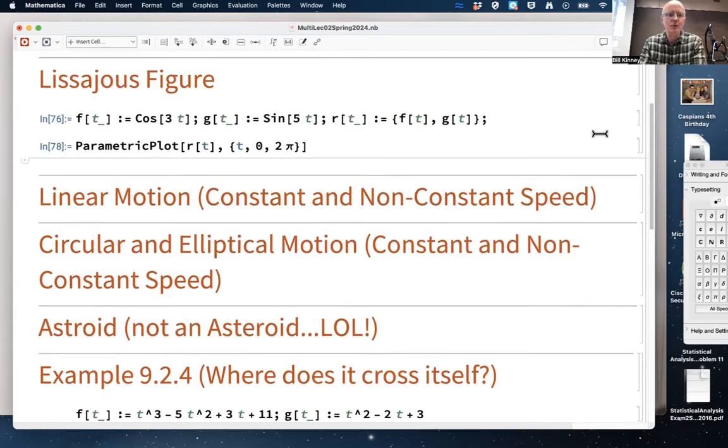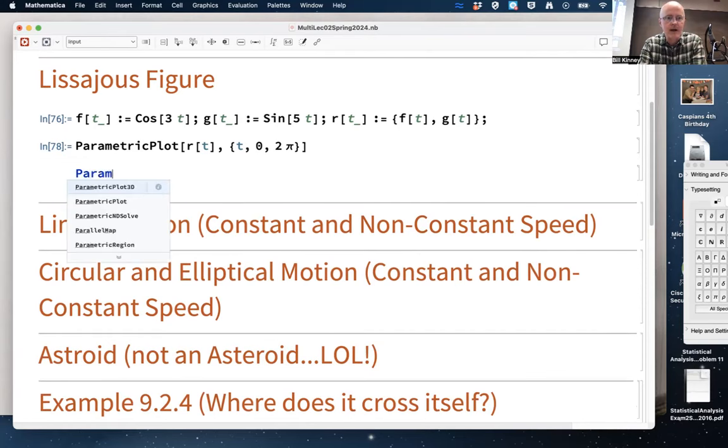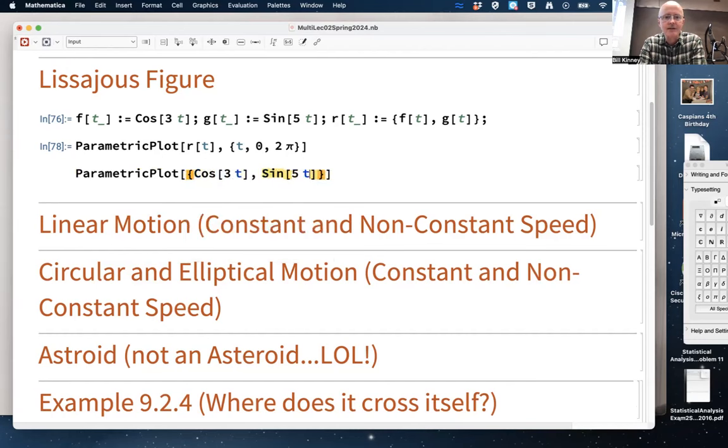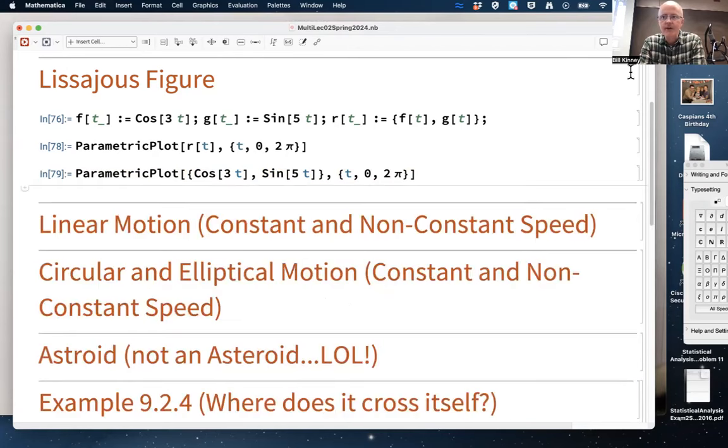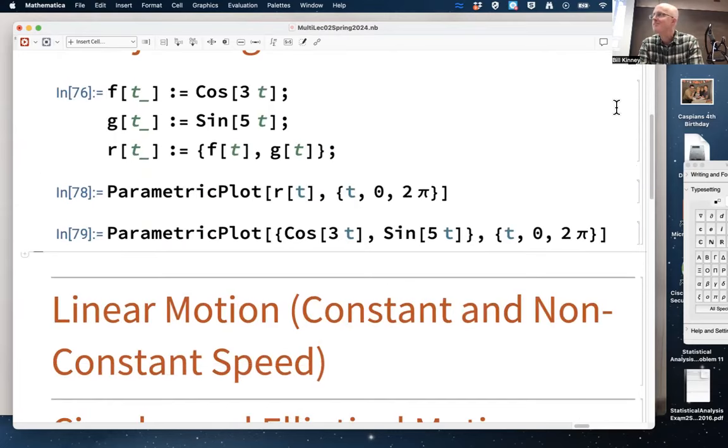You don't have to do all the function definitions to do this, by the way. You could type just in curly braces here, cos 3t sine 5t, tab over, outside the curly braces, t goes from 0 to 2 pi, and you get the same graph. But it's handy to define functions, so you don't have to, it saves typing, you might say.